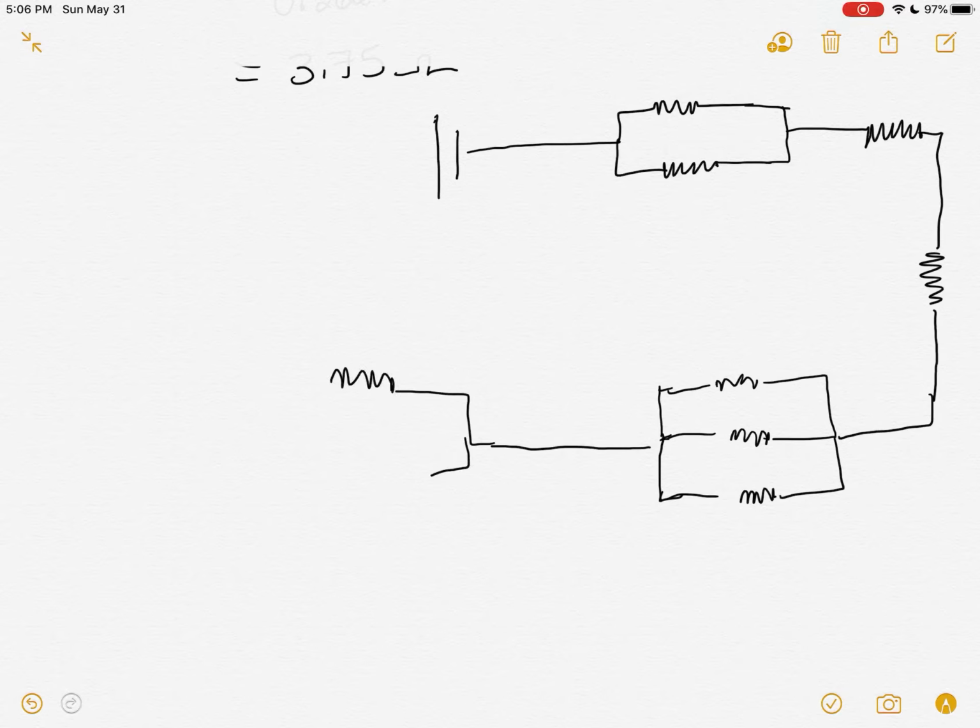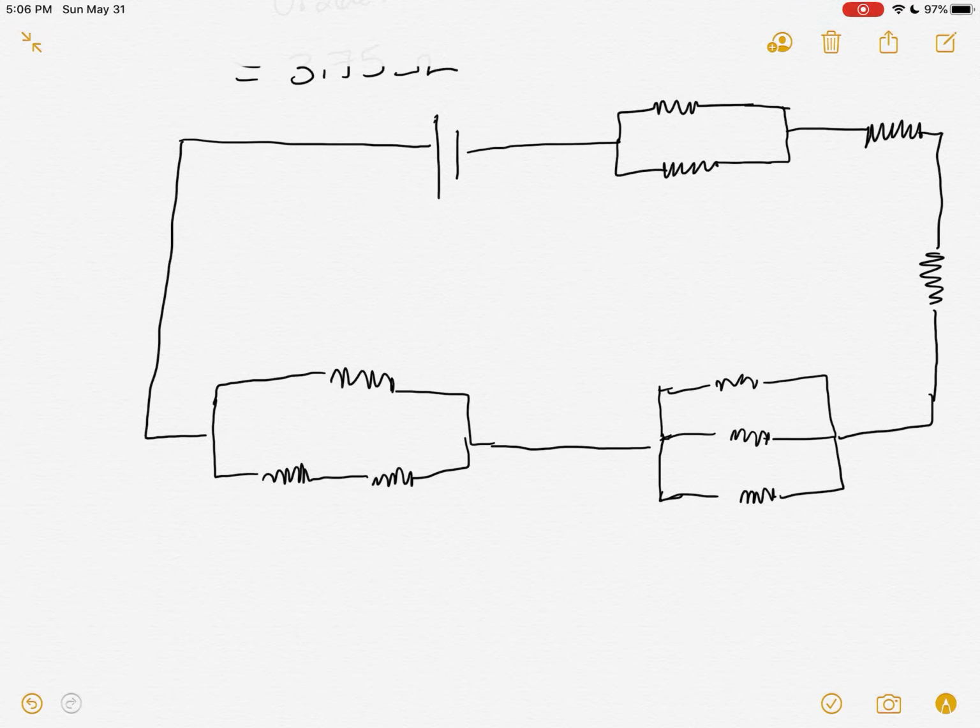Okay, and then we're splitting off here. There's a resistor up here, and then there are 2 right next to each other here. And then we're going back up to the battery. All right.